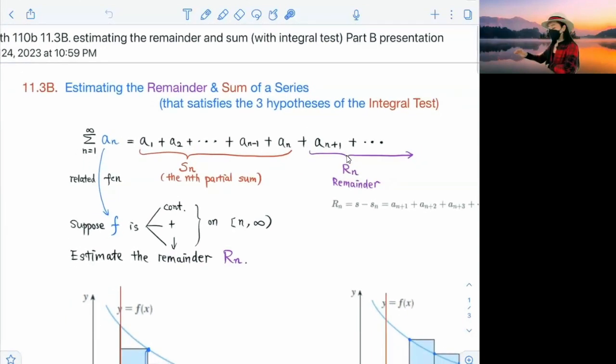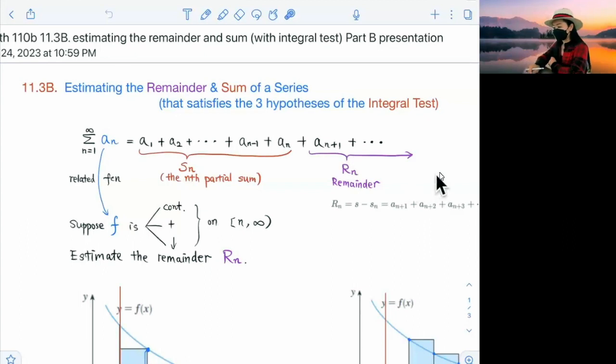So if the relating function satisfies these three, we can actually estimate the remainder and the sum. First, let's talk about the remainder. What's the remainder? The nth partial sum is the sum of the first n terms, from a1 all the way up to an. If you just stop here and discard the rest, then this is Sn. And then the rest over here is called the remainder Rn.